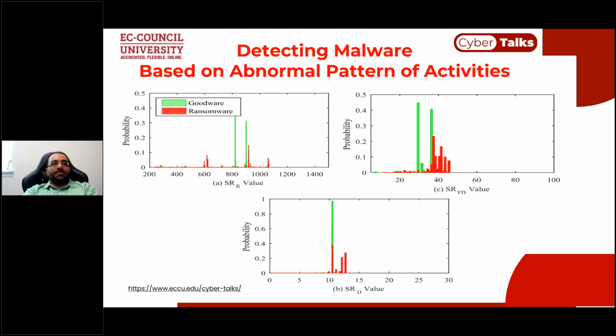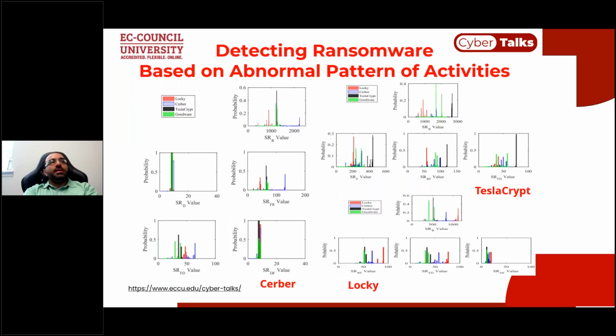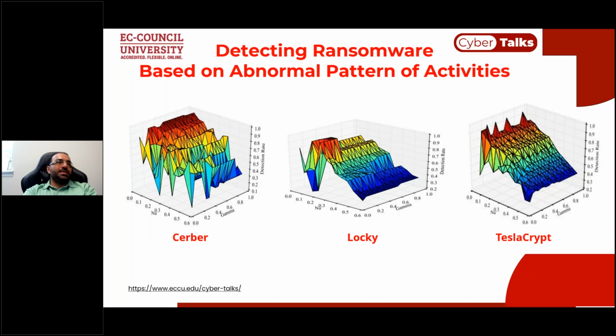What we looked into as the first characteristic was the different libraries that ransomware versus normal applications are calling. As you can see, there are clear differences between the libraries that ransomware and goodware are calling in the normal IT environments. And even when you look into the different families of ransomware, I just put some samples here, you can see that the different families have different patterns of behavior and call different libraries. So we can use these characteristics to not only identify the ransomware, but even identify the family of those ransomware.